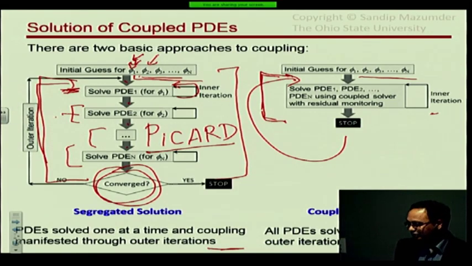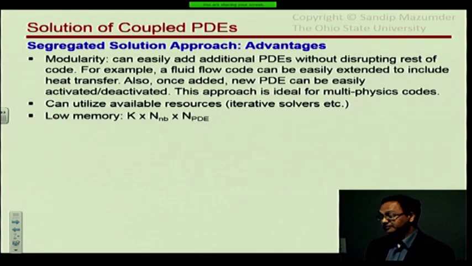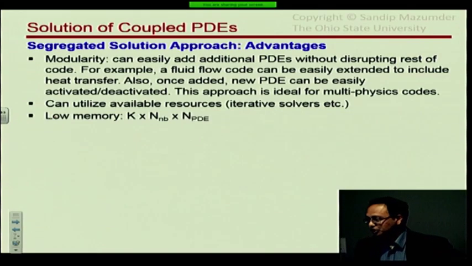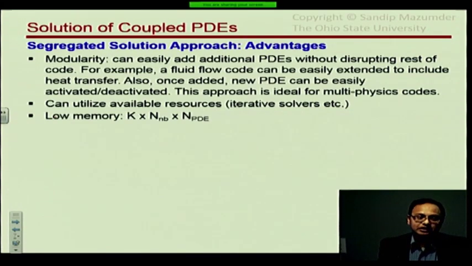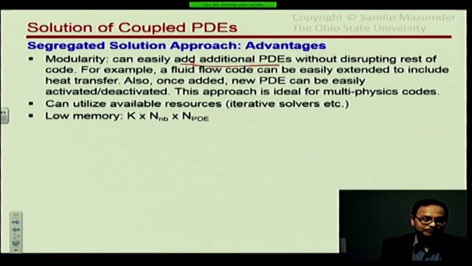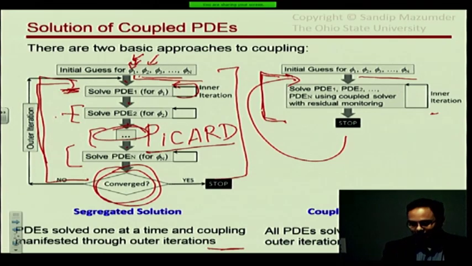Let's talk a little bit about the precise advantages and disadvantages of the two methods. So segregated solution approach, the biggest advantage is modularity. You can easily add additional PDEs without disrupting the rest of the code. So suppose I have an isothermal flow code and I say, well, now I'm going to do heat transfer. I just add an energy equation to it. It becomes part of a new PDE. That's it. So very easy to do.